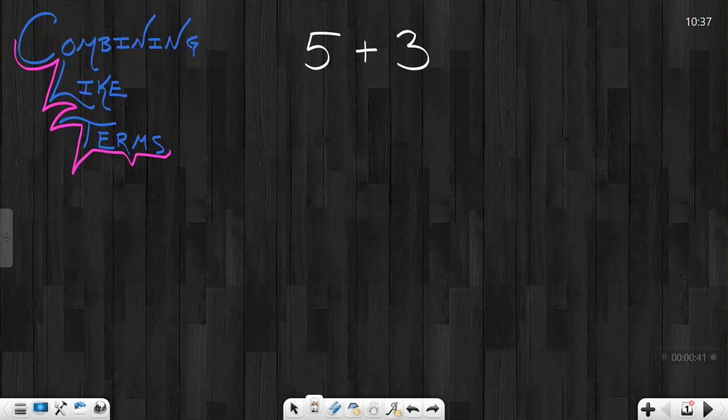So let's start off and let's just add this. 5 plus 3. 5 plus 3 is 8. If you have 5 items here and you're adding 3 more items to it, we now have 8 items all together. We just put those two together.